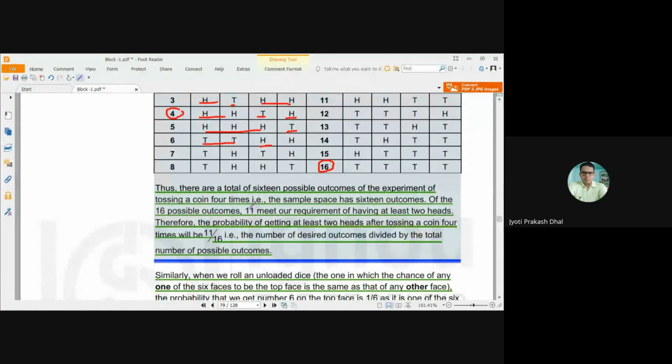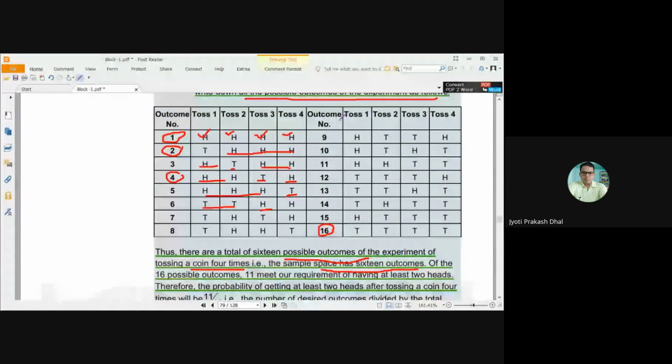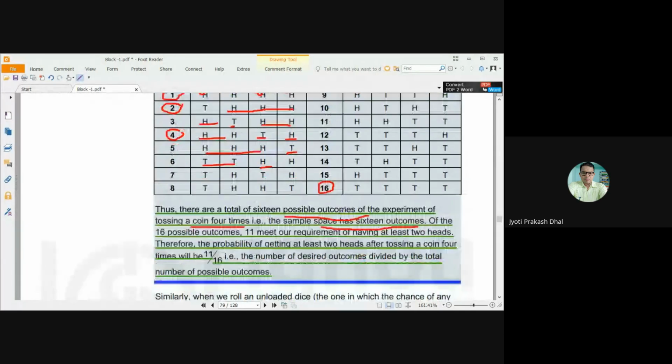Thus, there are a total of 16 possible outcomes of the experiment of tossing a coin 4 times. That is, the sample space has 16 outcomes. So these are the possible 16 outcomes mentioned in the table.